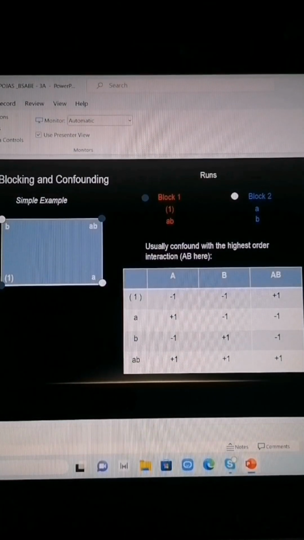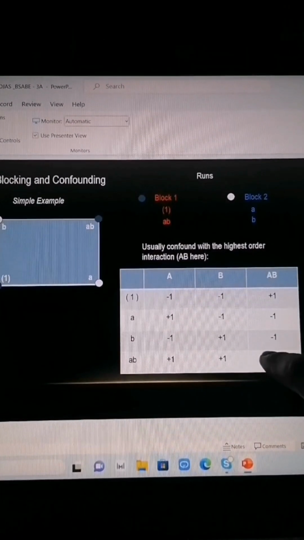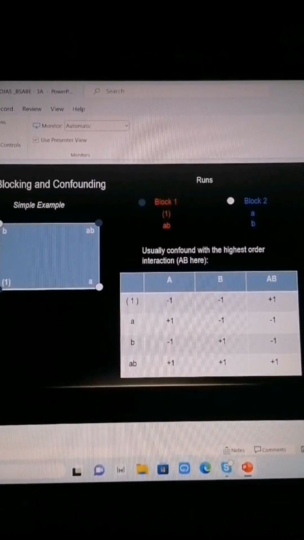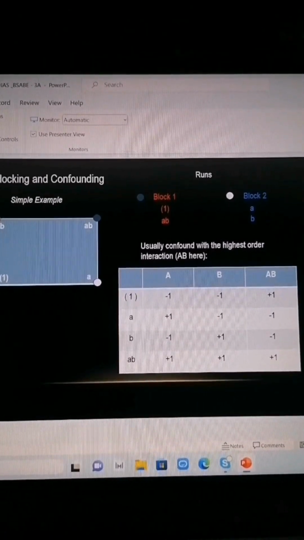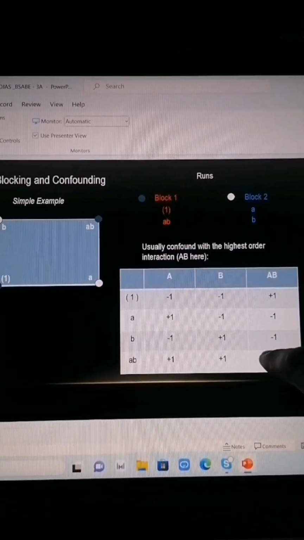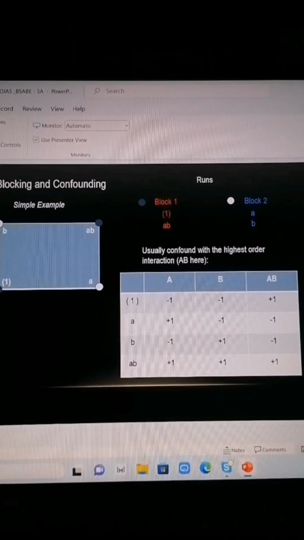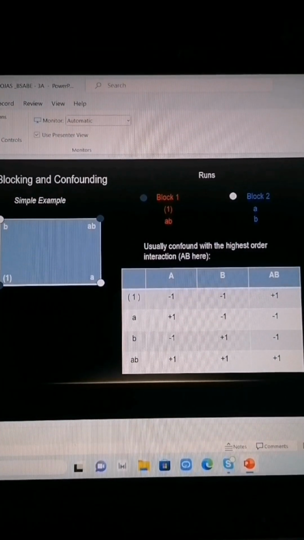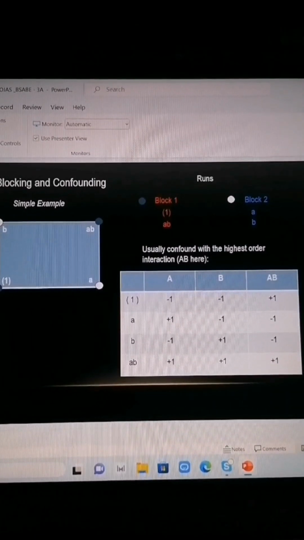So we have here a sample example. In order to do this, we can set up our table and we look at the highest order interaction. So that's AB here. For the plus ones in the AB column, we put those into one of these blocks, and for the negative ones in the AB column, we put them in the second block. And so this is how we can easily split the design into two blocks. Now, this becomes a little bit more complicated when we split into more than two blocks.